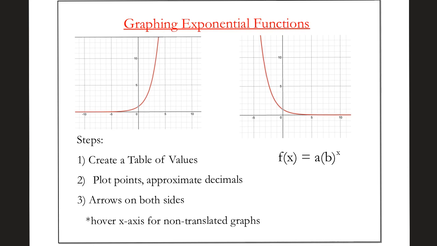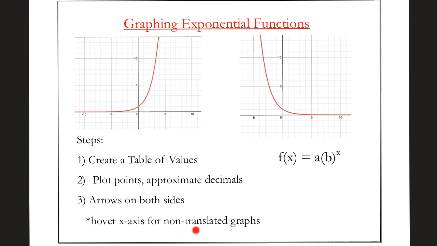And notice the star down here. It says, for lack of a better word, hover, what we're going to later define as a horizontal asymptote. Hover above the x-axis for non-translated graphs. So there's a lot to unpack there.